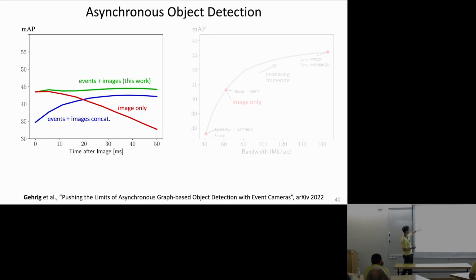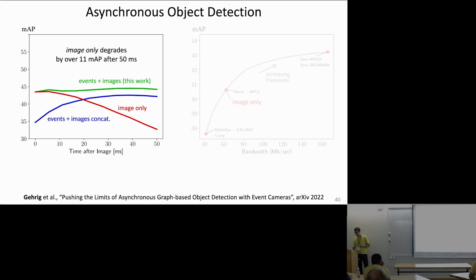Now, instead, if we only look at images and we look at how the object detection labels move over time, as we are moving over time, our data becomes more and more outdated. And this means that we lose in performance. I hope that this point is clear. That's why the object detection performance reduces by over 11 mAP.